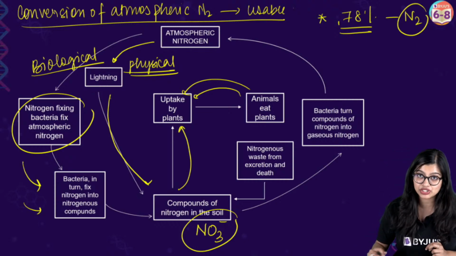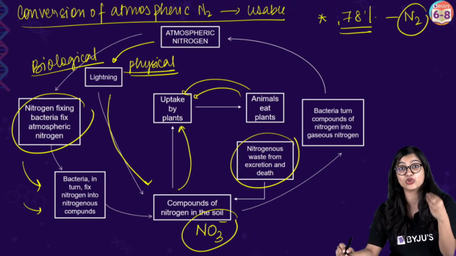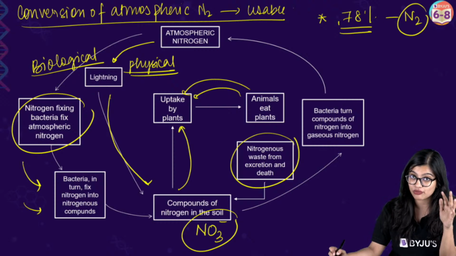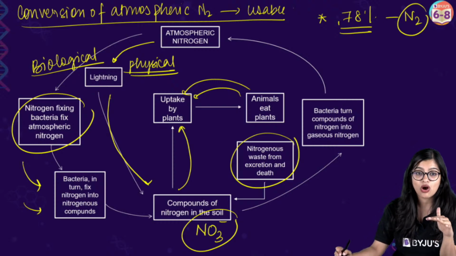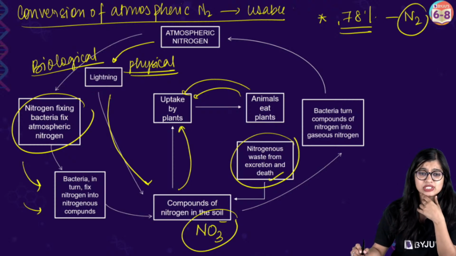Now, one other way in which nitrogen can reach the soil is when nitrogen waste is released through excretion, like through urine or other waste materials, or else through death, right? Do we get the nitrogen cycle for exam?